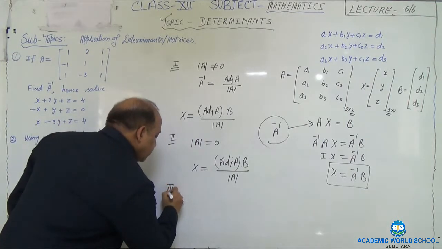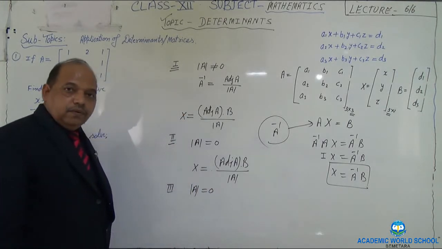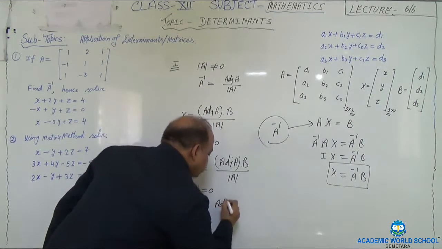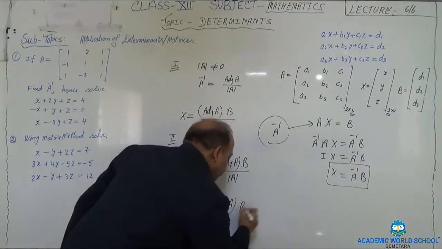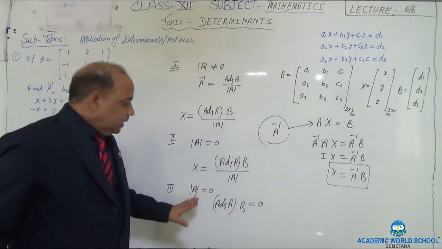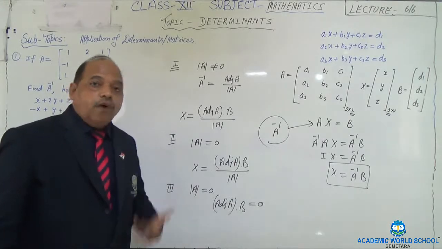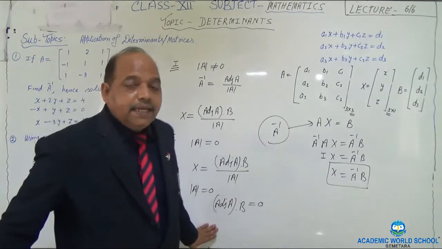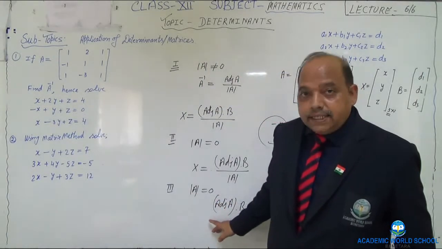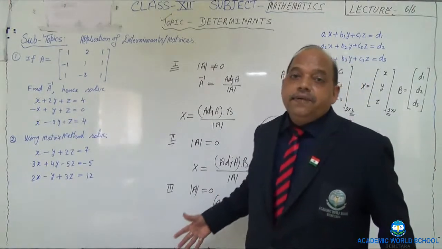In the third case, understand, we are saying that determinant A is equal to 0, as well as adjoint A into B is also 0. Now this is an interesting case. This part is 0. This is also 0. In this case, what will happen? So, in this case, we will say that the system will be consistent provided it has infinite solutions. It will be inconsistent if it has no solution.